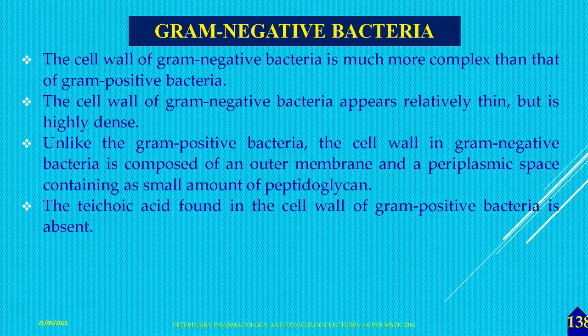So unlike the gram-positive bacteria, the cell wall in the gram-negative bacteria is composed of an outer membrane and a periplasmic space containing a small amount of peptidoglycan. So it also contains the peptidoglycan, but in very small quantity. The teichoic acid found in the cell wall of the gram-positive bacteria is absent here. So note down, the teichoic acid, which is present in the gram-positive bacteria, is absent here. So we will see the structure.